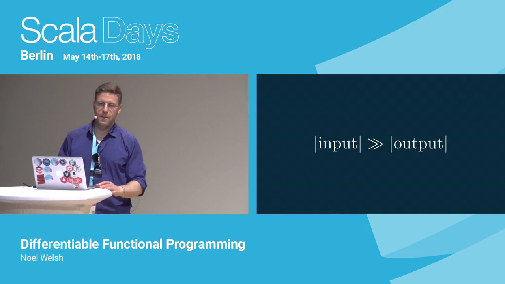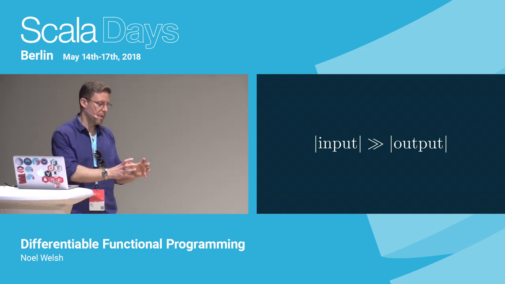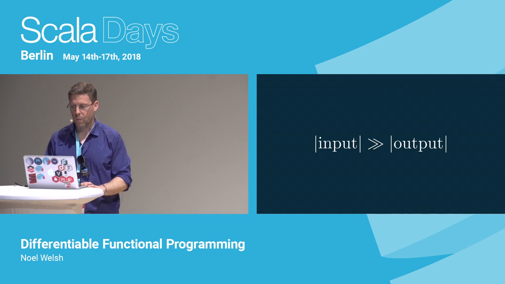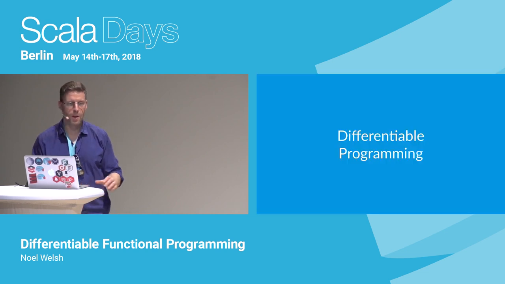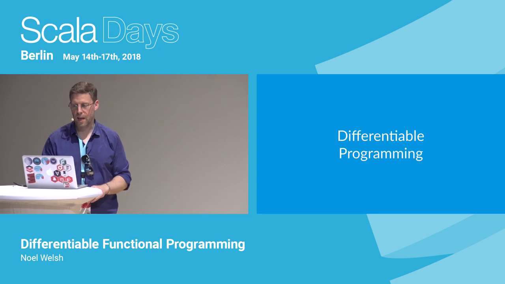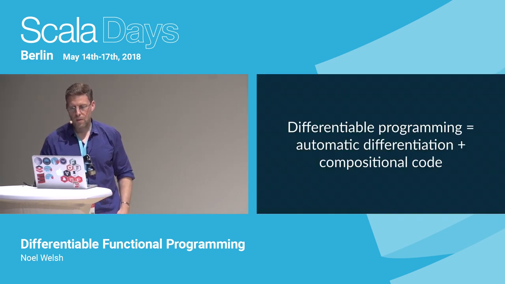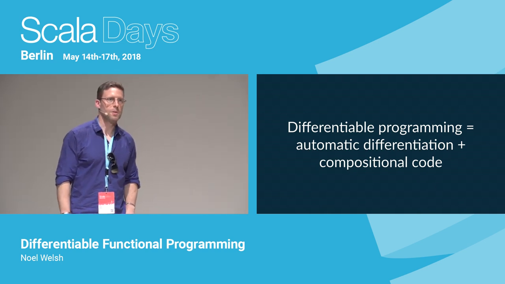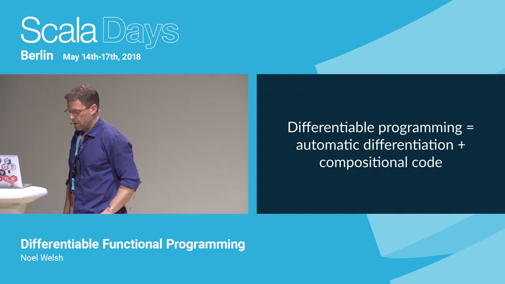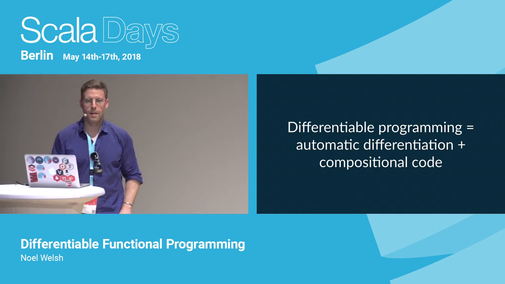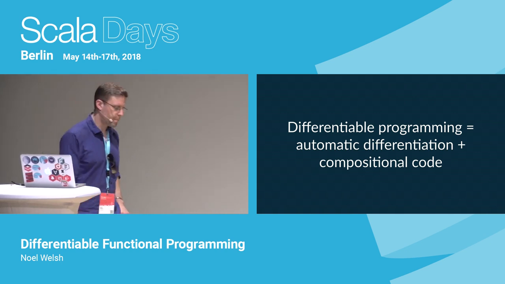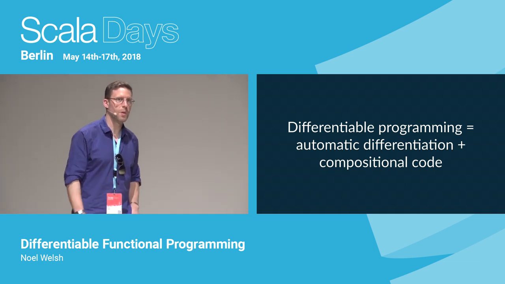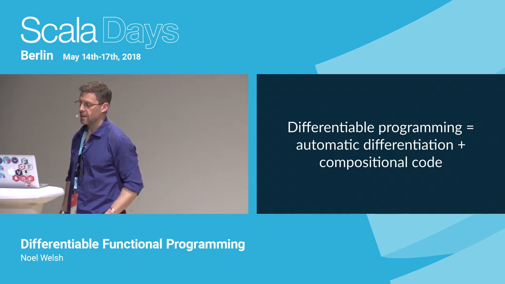Okay, so that's the fundamental algorithm that works within deep learning. Now I want to talk a little bit more about where I see deep learning going and what role Scala may play in that. So I said that differential programming is automatic differentiation and compositional code. We've seen how compositional derivatives play an important part in allowing us to do this. We've seen the automatic differentiation algorithms for computing the derivatives, and they lean on this compositionality.